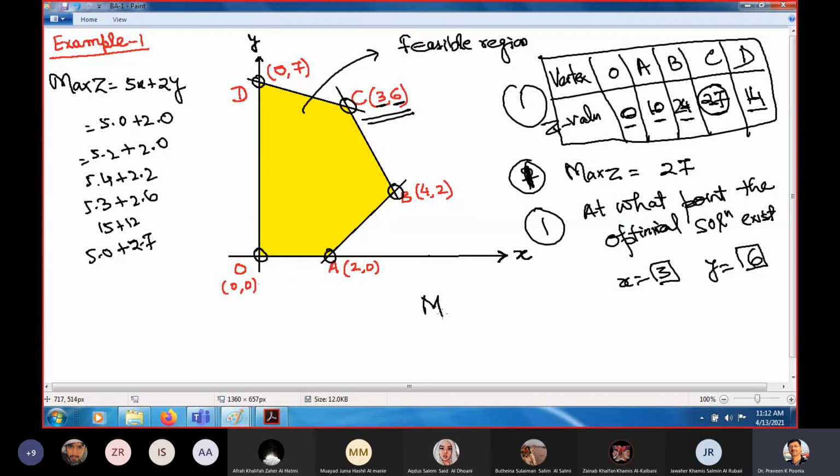Now what is the next question? What is the minimum value of Z? It is 0. And what is the point where the minimum value exists? It is x equal to 0 and y equal to 0. Here and here. This is the minimum point, this is the maximum point.